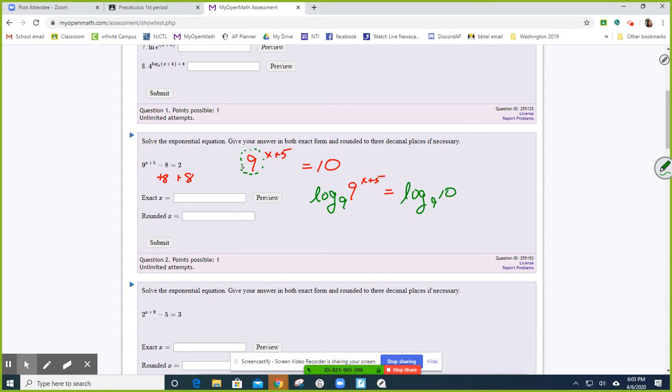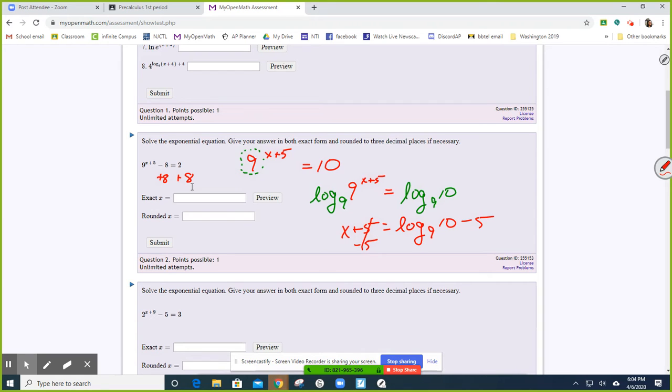So whatever this number is, that always has to be your base down there. So now if you have the argument and the base are the same, they basically cross out, right? Yeah, exactly right. They cross out. So I got x plus 5 equals log base 9 of 10. I'm going to subtract 5 from both sides. And this answer you see right here, this is your exact answer.